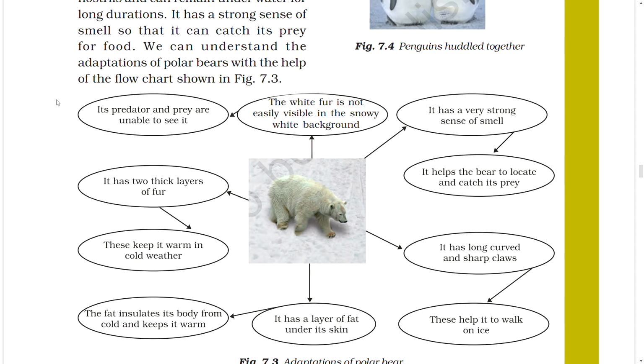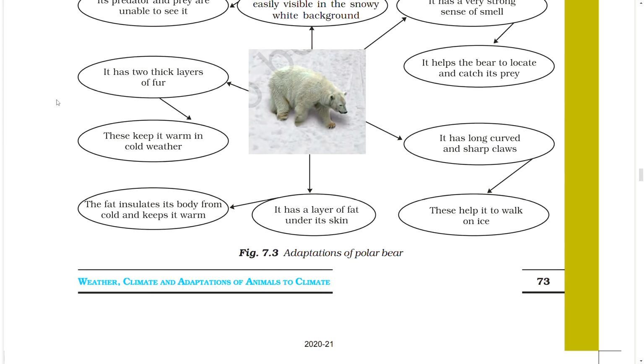It has a layer of fat under its skin. The fat insulates its body from cold and keeps it warm. It has two thick layers of fur. Thus, this keeps it warm in cold weather. Figure: adaptations of polar bear.